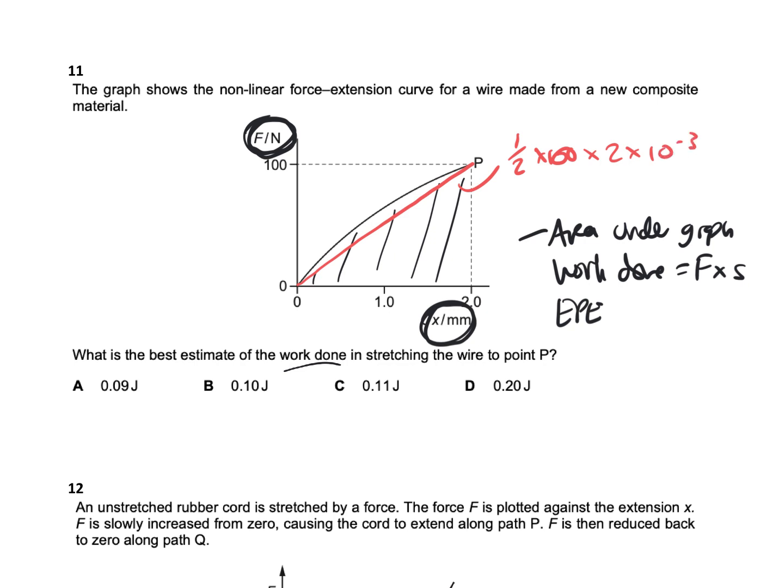It often won't be, so we need to convert it to meters first. So that'll be 50 times 2, which is 100. 100 times 10 to the minus 3. So it's going to be 0.1 joules.